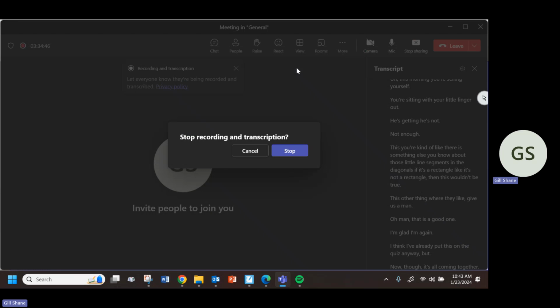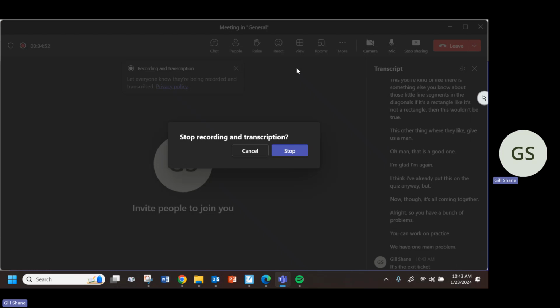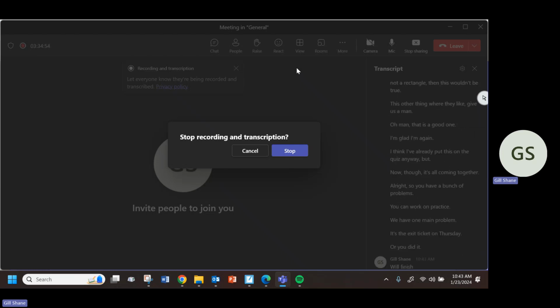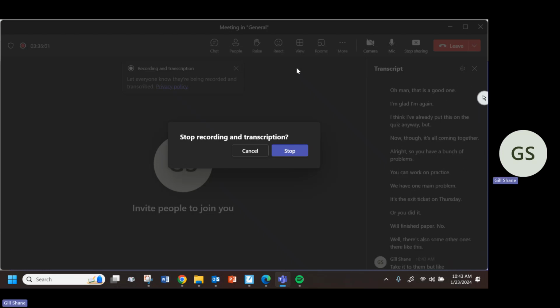All right, so you have a bunch of problems you can work on to practice. We have one main problem, it's the exit ticket on Thursday. There's also some other ones that are like the exit ticket too, though.